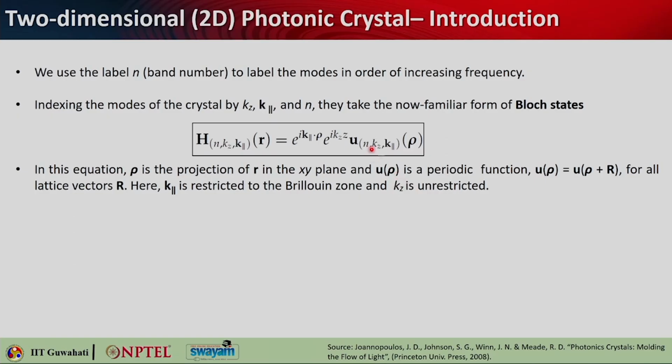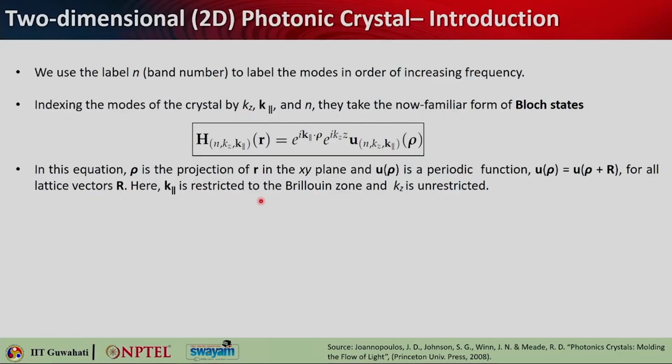So, u of rho, okay, we are not talking about these indices, is basically a periodic function. So, you can write u of rho equals u of rho plus capital R, okay, and that is true for all lattice vectors capital R. And as you understand, this capital R is basically any combination of the primitive lattice vectors a x cap plus a y cap, okay. And what is k parallel? That is restricted to the Brillouin zone, okay, because that is where the periodicity comes into picture. So, we will only study for the Brillouin zone.